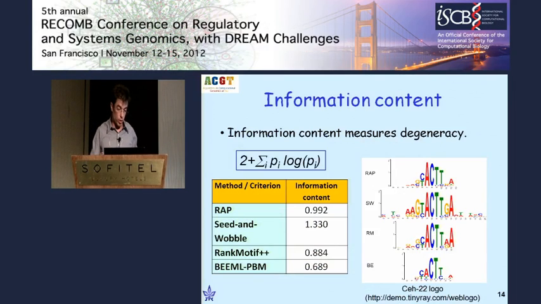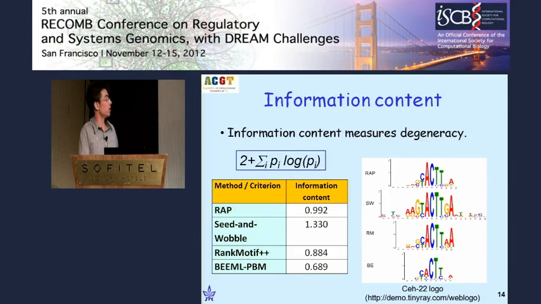Now we were also interested in measuring the information content of each position weight matrix. The information content gives a sense of how degenerate the motif is. We use the 8 core positions to measure this information content. As you can see, we have 2 extremes. The seed and wobble produces the most strict motifs with the biggest, strongest letters, as opposed to BML PBM, which is the most degenerate. We can say that REP is somewhere in the middle.